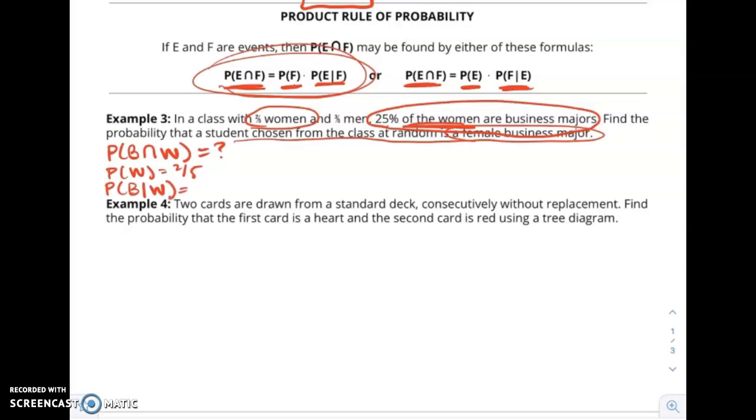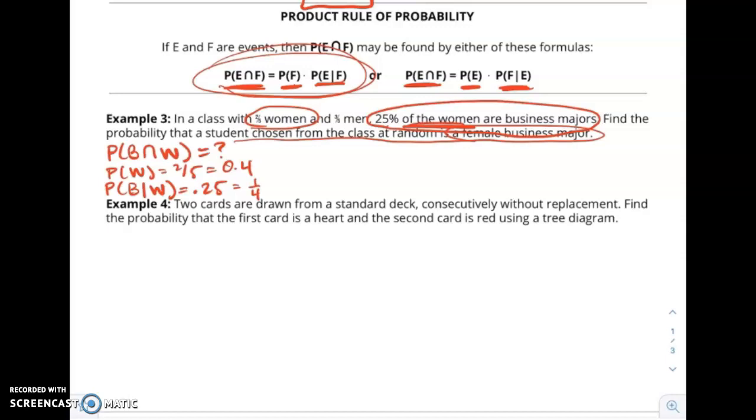25%, move your decimal 2 places to the left because it's 25 over 100. So you get 0.25, which you could write as 1/4. If you like fractions or decimals, you also could write 2/5 as 0.4 if you prefer decimals.